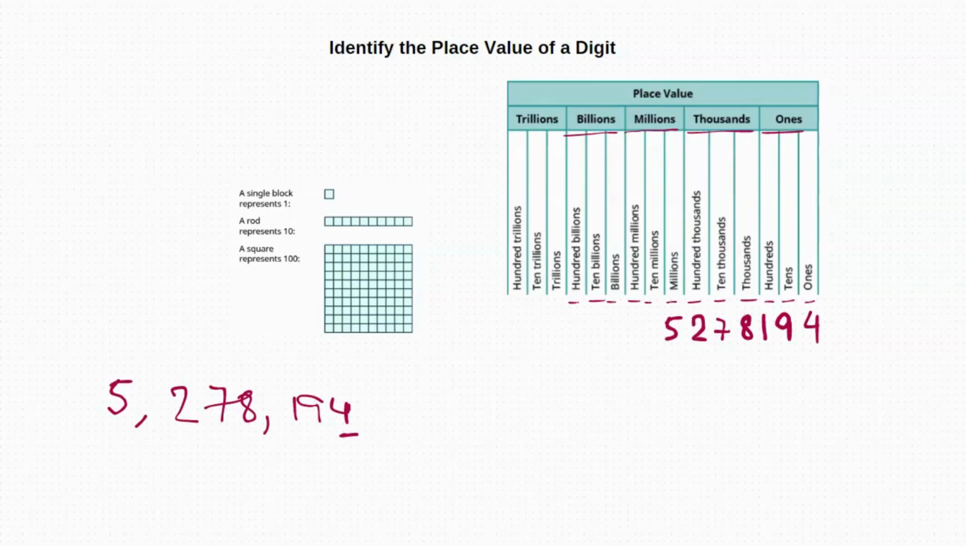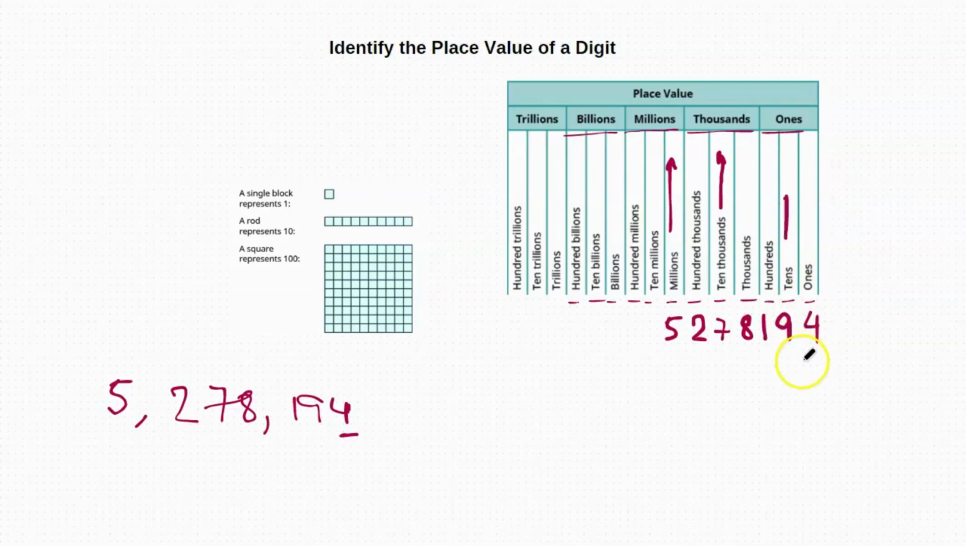Now we can see that the digit 5 is in the millions place. The digit 2 is in the 100,000s place. The digit 7 is in the 10,000s place. The digit 8 is in the thousands place. The digit 1 is in the hundreds place. The digit 9 is in the tens place. And the digit 4 is in the ones place.